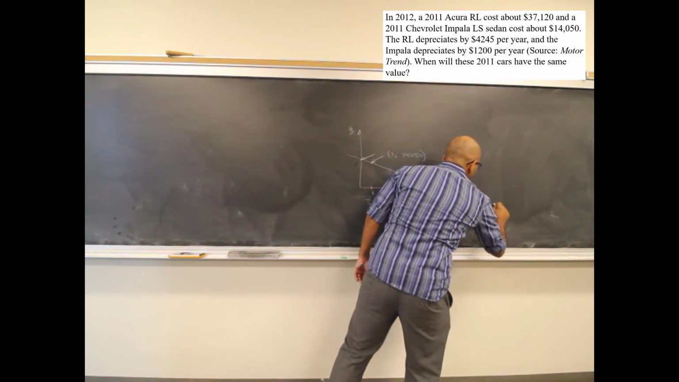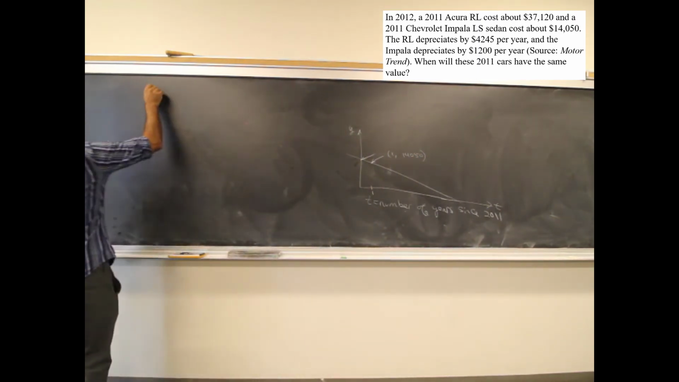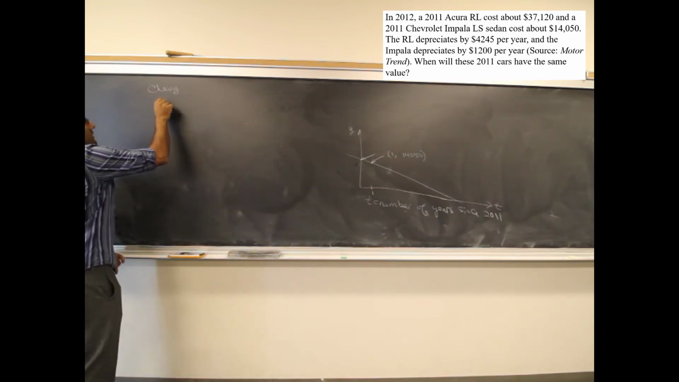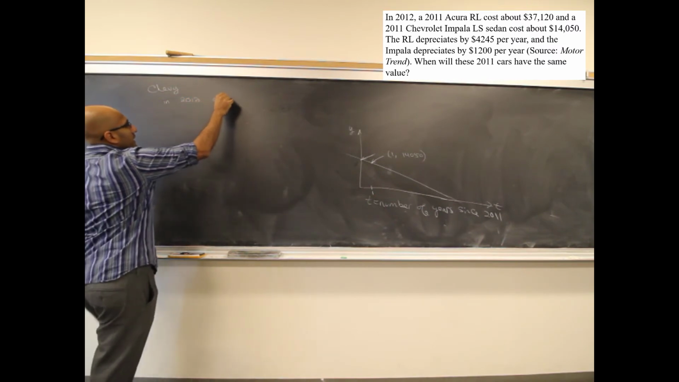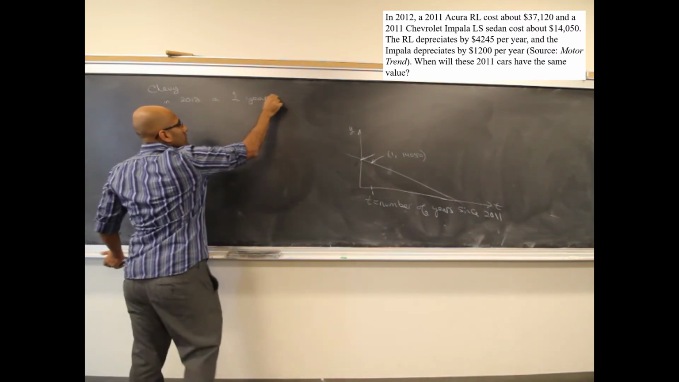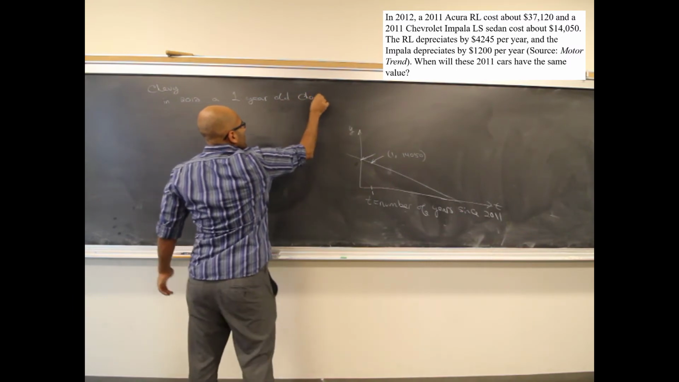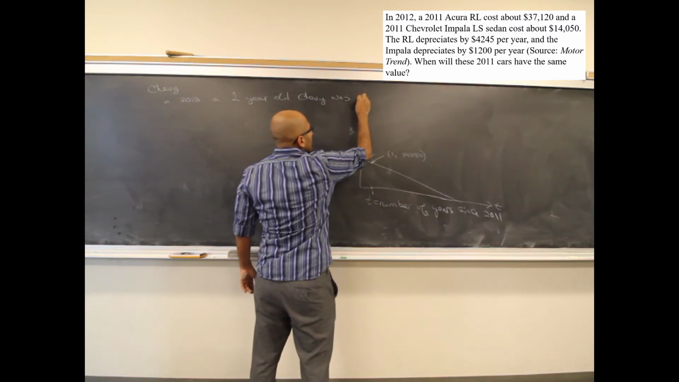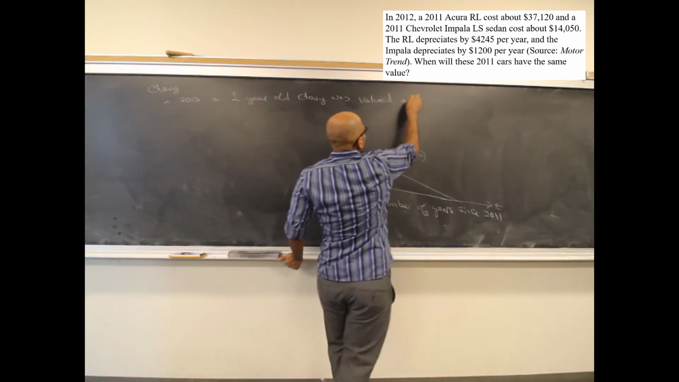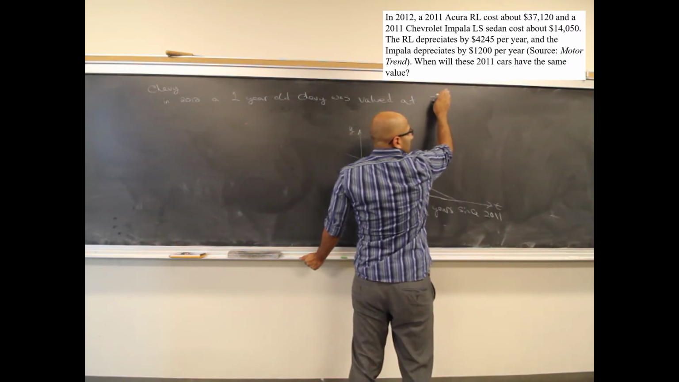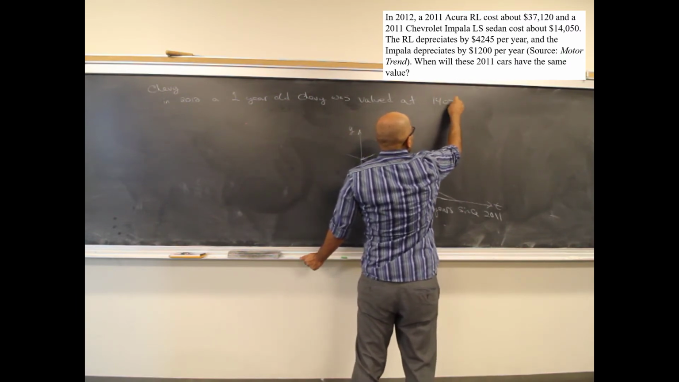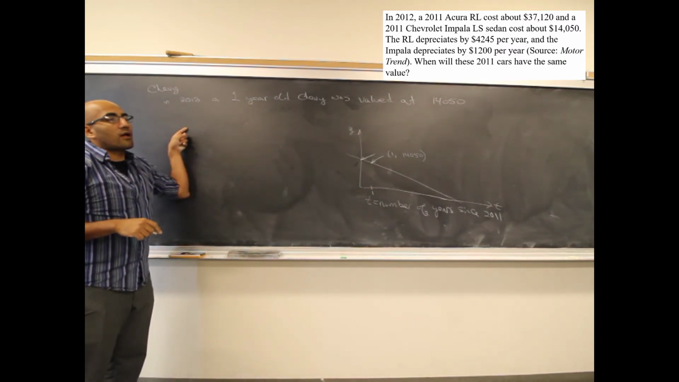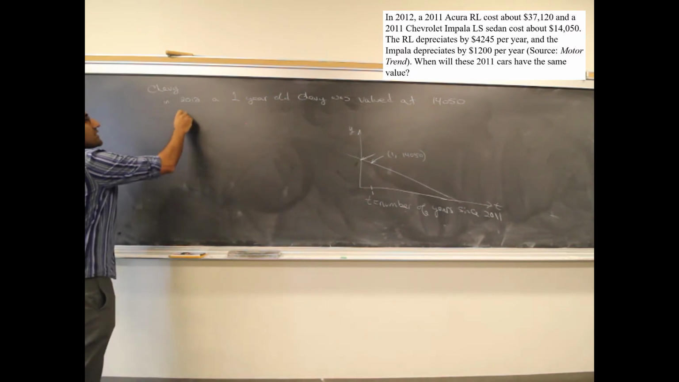This is some sort of a T value there. Okay, so for the Chevy, we know that in 2012, a 1 year old Chevy was valued at $14,050, and we also know that it depreciates by $1,200 every single year. That means it's a linear equation.